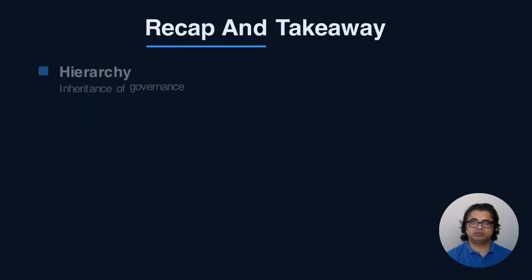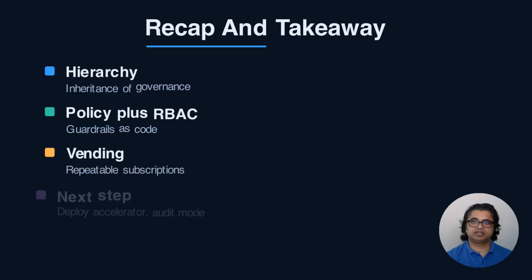So a landing zone is a governed subscription. Management groups give you an inheritance tree. Azure Policy enforces guardrails as code, RBAC controls access, and subscription vending makes it repeatable. The platform team owns the shared foundation. App teams land in compliant spokes.